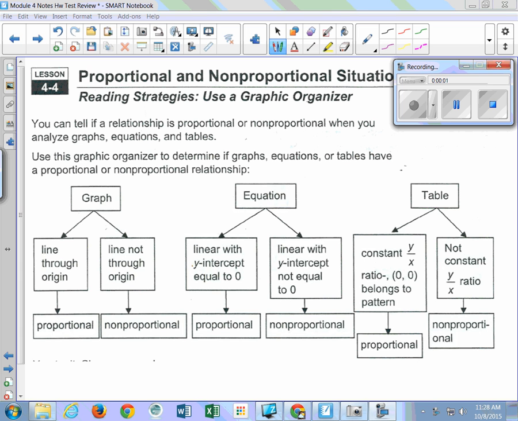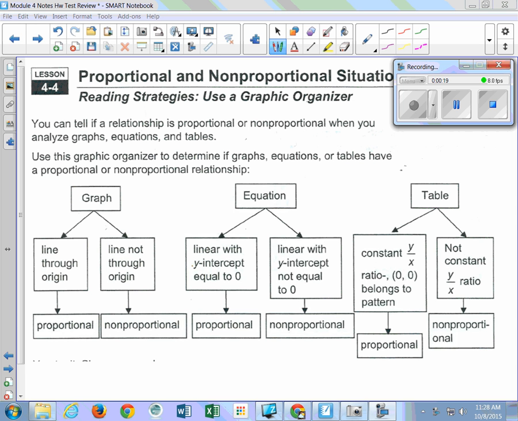Okay, starting 4-4, proportional and non-proportional situations. This little graphic organizer kind of gives you an illustration of what to look for when you have a graph, equation, or a table to see if the graph, equation, or table are proportional or non-proportional.